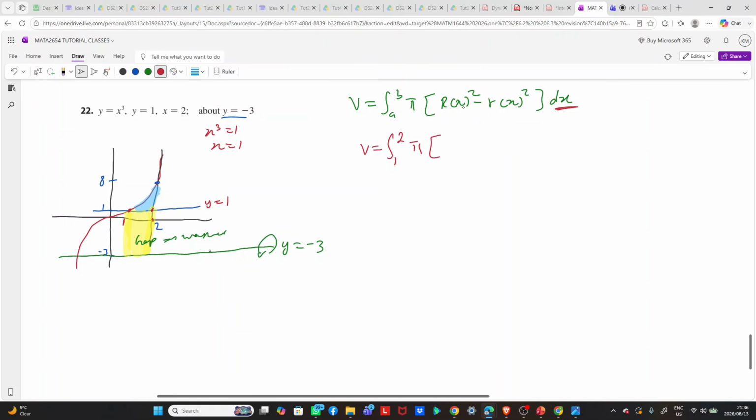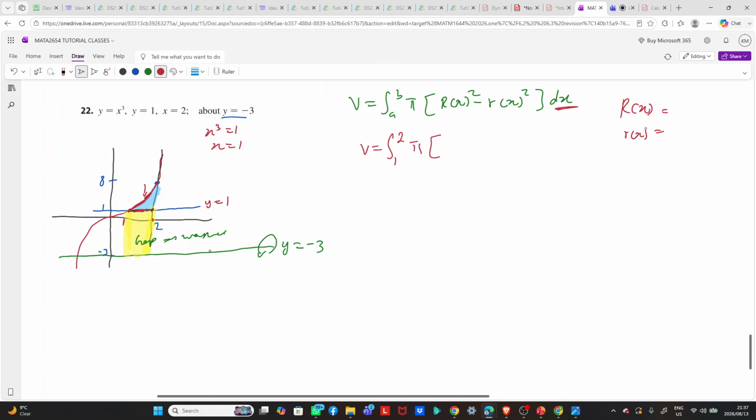Now I need to know what is my R of x and what is my small r of x. So looking at this region, which one is going to form the outer radius and which one is going to form the inner radius? So the top one, which is the function y equals x cubed, is going to form the outer radius, and the bottom one, this line, y equals 1, will form the inner radius.